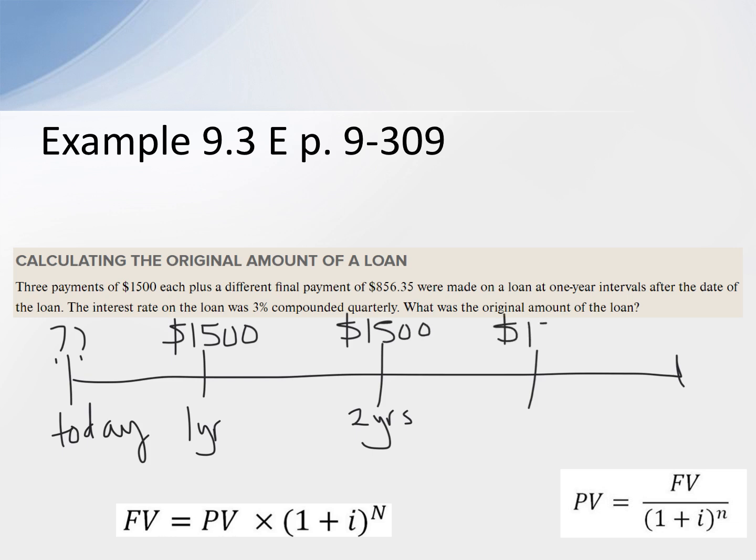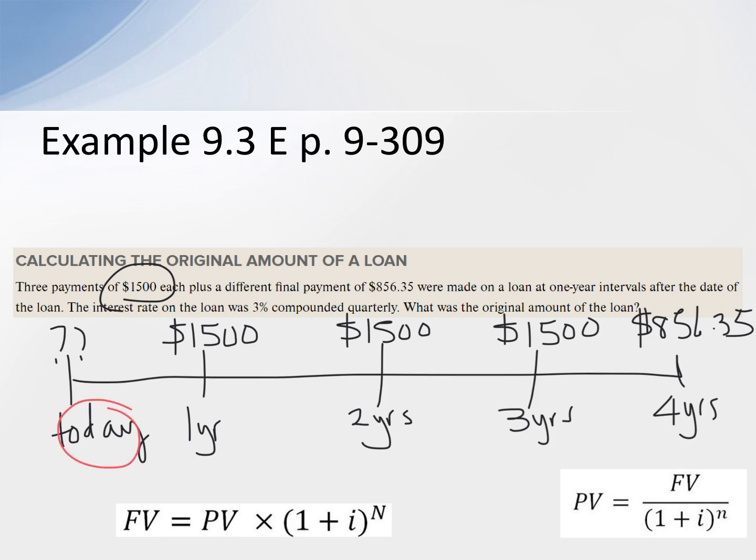Again, at year 3, $1,500 was paid back. Those are 3 payments of $1,500. And the last payment to pay off this loan was $856.35. That's what we're drawing up. So we're trying to find out how much was borrowed in the beginning. So we're going to be looking at present value. We're removing interest and we're moving money back in time.